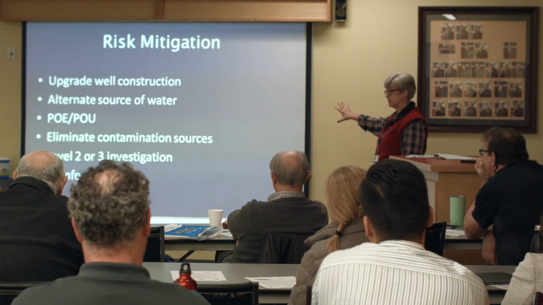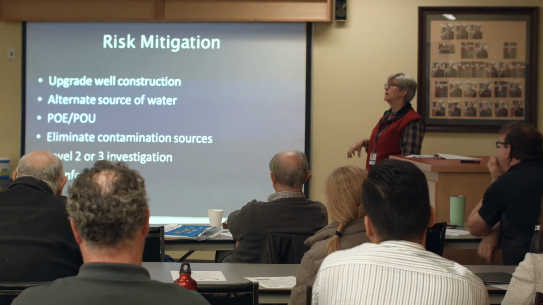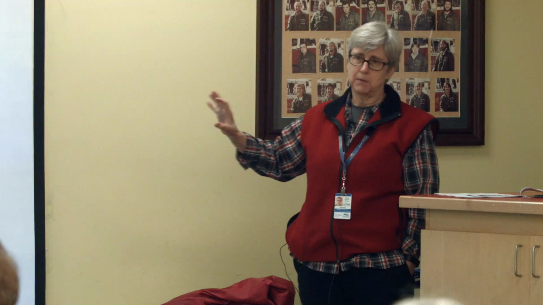Okay, so if you have identified a risk, some things you can do. You can upgrade your well construction, the things we talked about. You can find an alternate source of water. You can move to point of entry, point of use. We usually only consider point of use for a chemical problem. If you've got arsenic in the water, then having a unit right at the tap in every home would be acceptable, but we don't accept it for microbiological issues.